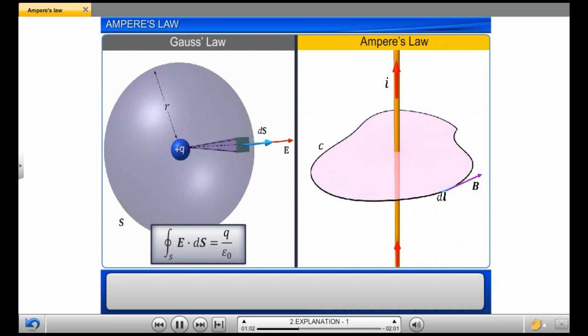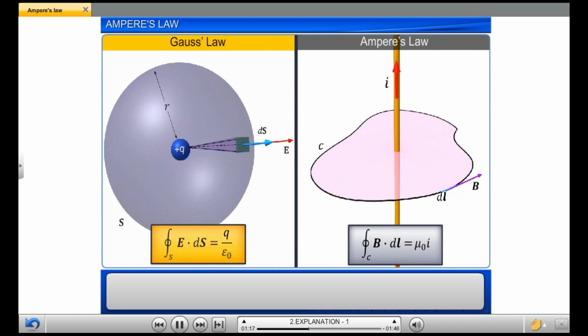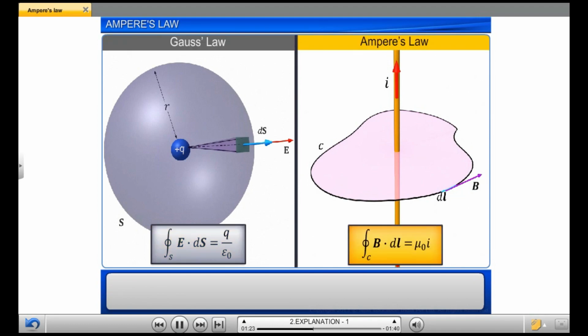Ampere's law states that the integral over a closed curve C of B dot dl is equal to mu naught I, where mu naught is the magnetic permeability of free space. The Gauss law aims to calculate the electric field, whereas the Ampere's law aims to calculate the magnetic field.